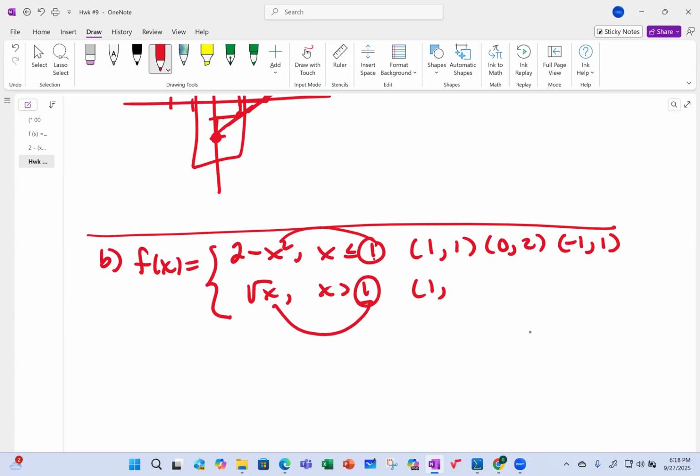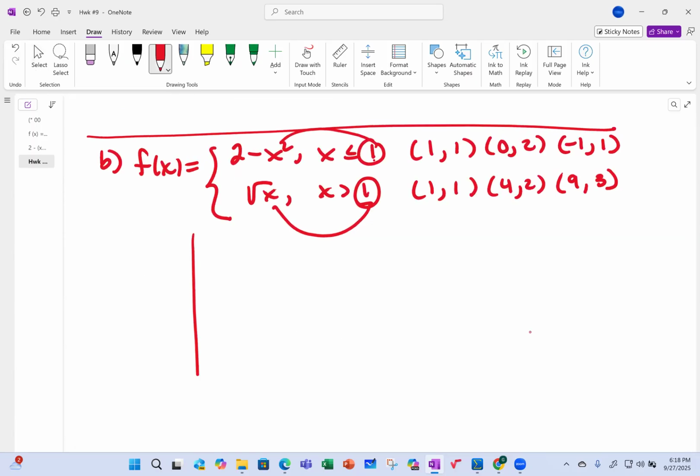So the square root of 1 is 1. And I'll pick 4 because the square root of 4 is 2. When I go far out, the square root of 9 is 3. And I'll graph those points. So we're going to go over 1, up 1, but it's going to be a closed circle. 0, 2 is right here, but negative 1, 1 is here. And this is where I started, right here. And this is where I'm going towards, right there.